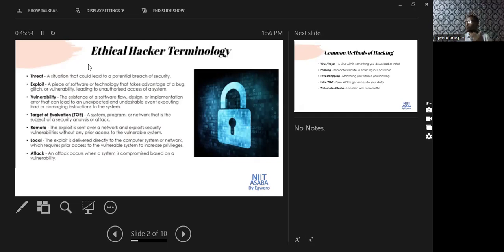What do you mean by exploits? Exploits: a piece of software or technology that takes advantage of what? A bug, glitch, or vulnerability, leading to unauthorized access of what? A system. So if I ask you now, what are the tools the bad guys purchase? Exploit tools.